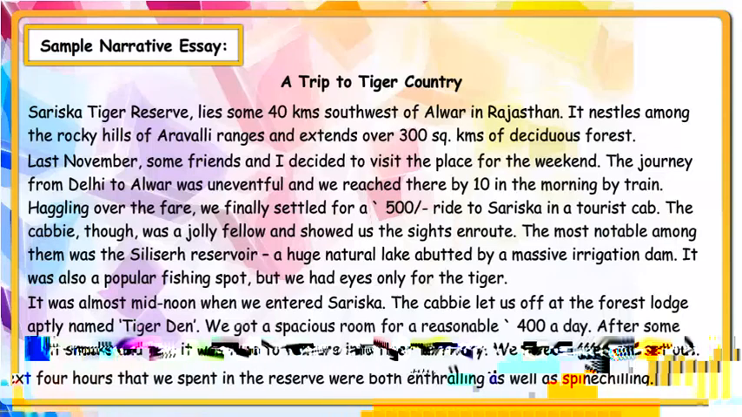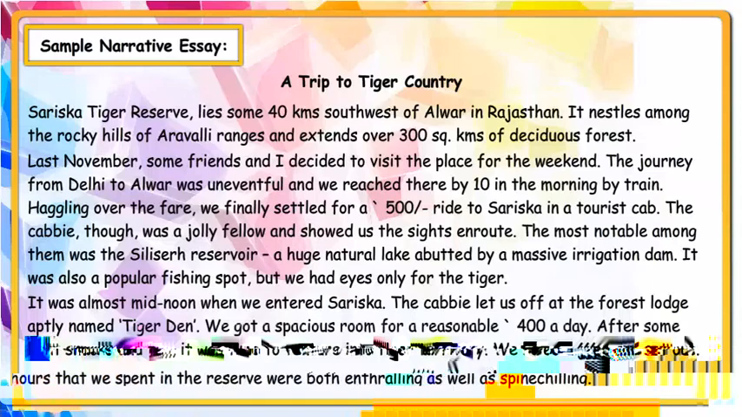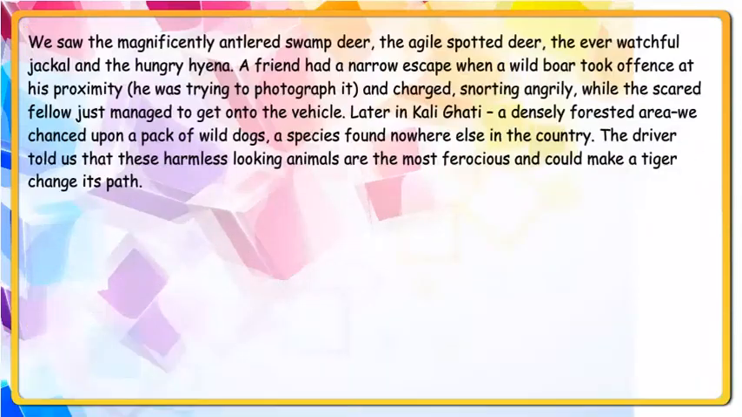The next 4 hours that we spent in the reserve were both enthralling as well as spine-chilling. We saw the magnificently antlered swamp deer, the agile spotted deer, the ever-watchful jackal, and the hungry hyena. A friend had a narrow escape when a wild boar took offense at his proximity. He was trying to photograph it and it charged, snorting angrily, while the scared fellow just managed to get onto the vehicle.